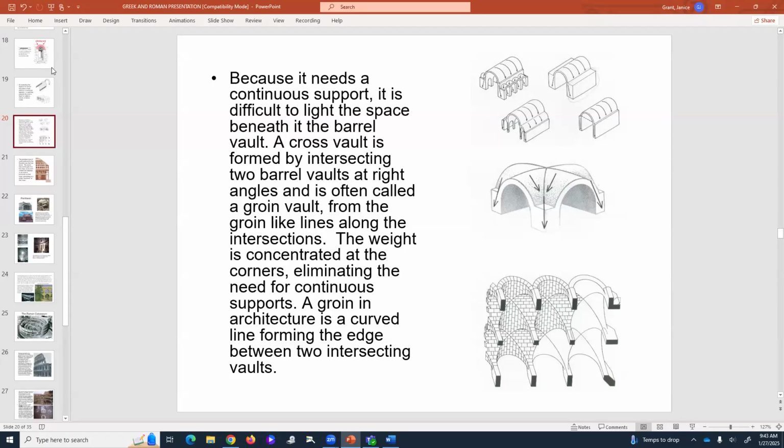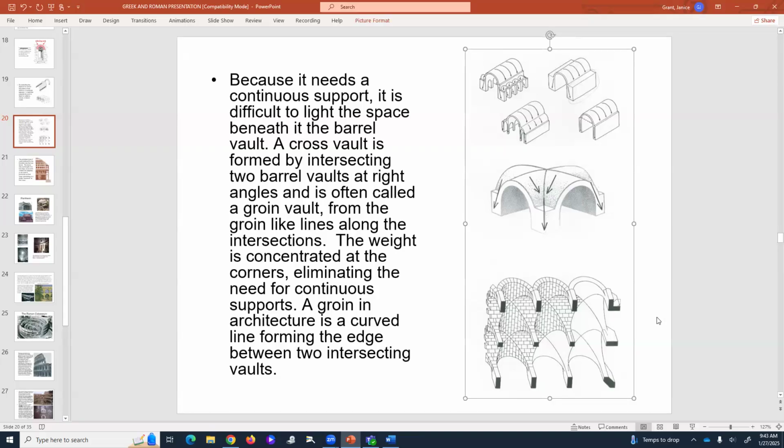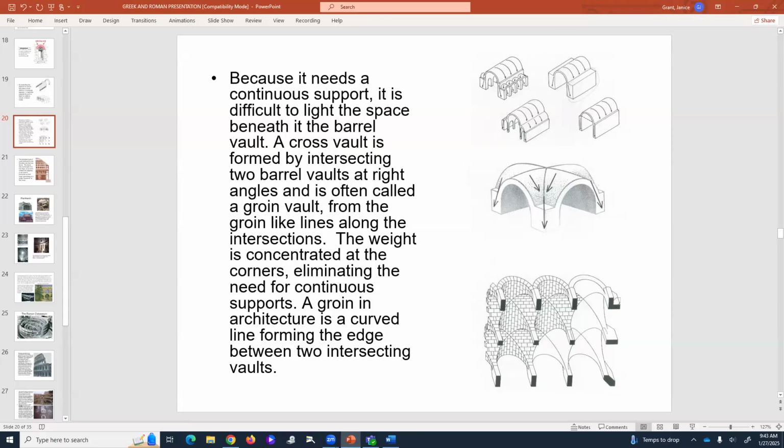So this cross vaulting was invented. And later, when we look at Gothic architecture, it's even more perfected because you see those lines. If you see these lines up underneath the vault, those are the groins. They're called groins, along the intersection. These lines represent the intersections.